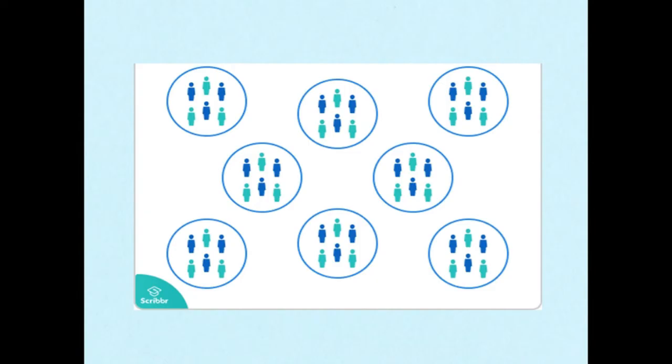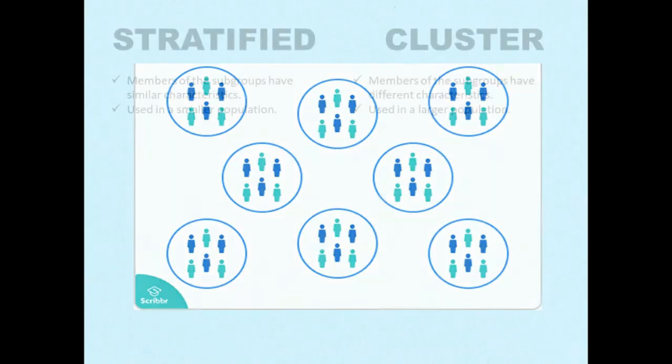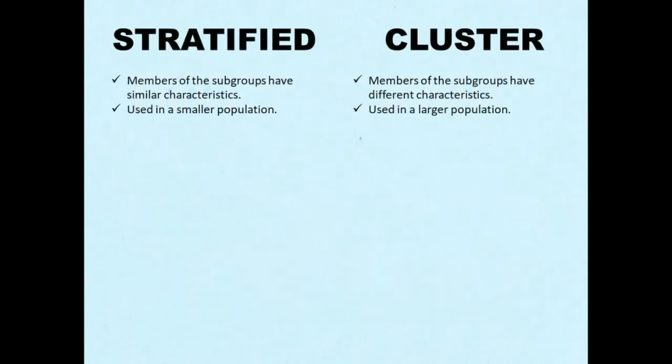You might be wondering, ano yung pinagkaiba ng stratified sa cluster? So, unang-una, stratified, subgroups have similar characteristics. Yung mga ginrupo mo sila according to characteristics. Halimbawa, gender. Divide mo sila according to their gender. Sa cluster naman, different characteristics. Sa stratified, ginagamit sa smaller population. Sa cluster naman, used in a larger population. So, paano yan?